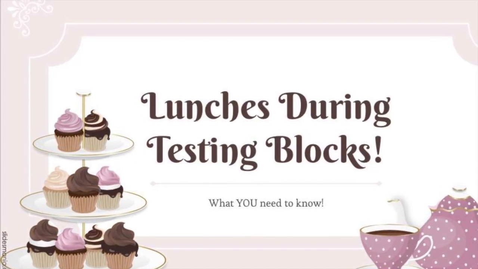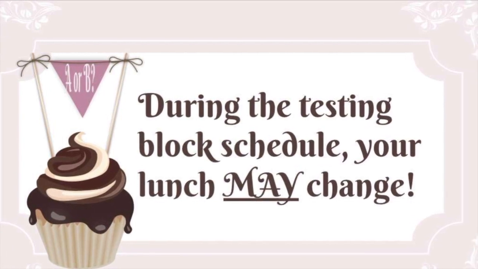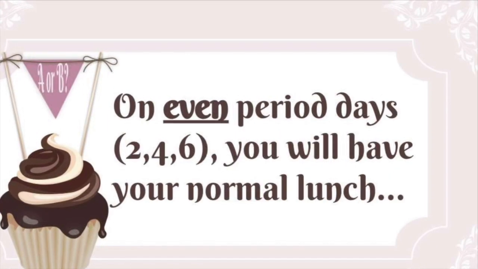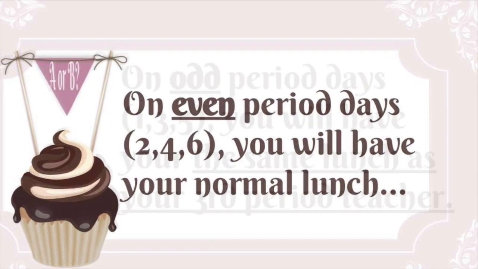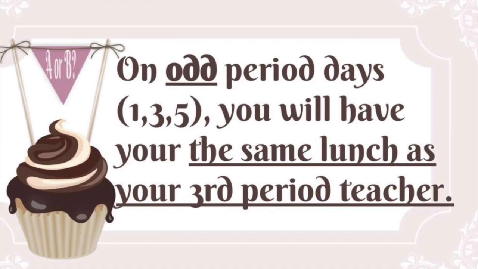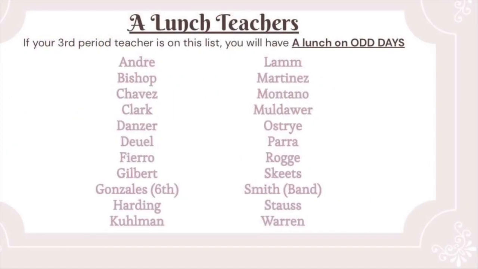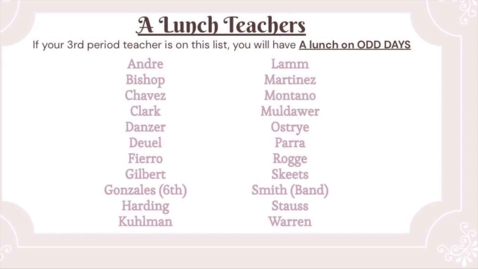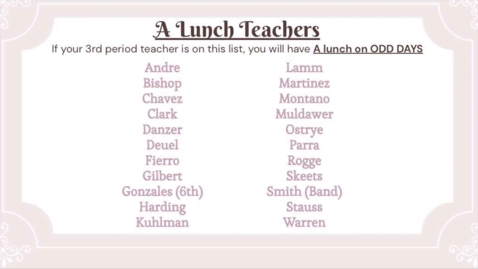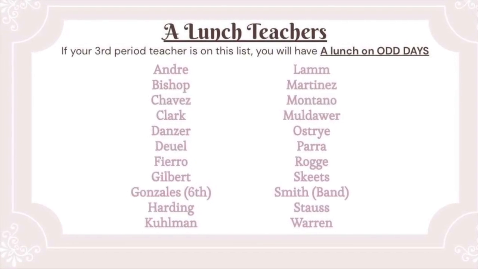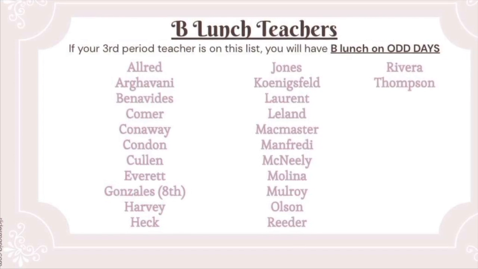Lunches during testing blocks. During the testing block schedule, your lunches may change. On even period days 2, 4, 6, you will have normal lunch. On odd period days 1 through 5, you will have the same lunch as your third period teacher. If your third period teacher is on this list, you will have A lunch on odd days. If your third period teacher is on this list, you will have B lunch on odd days.